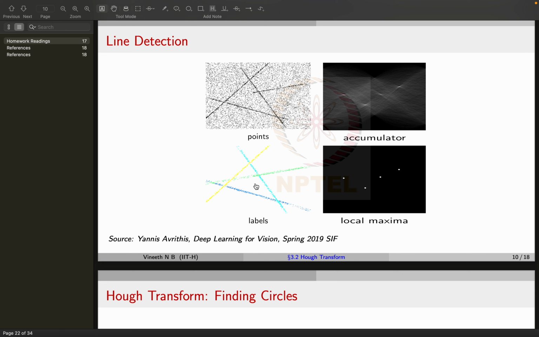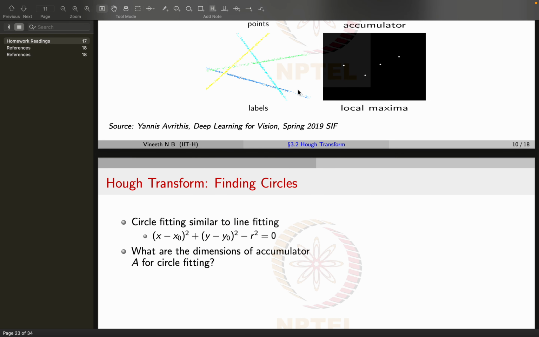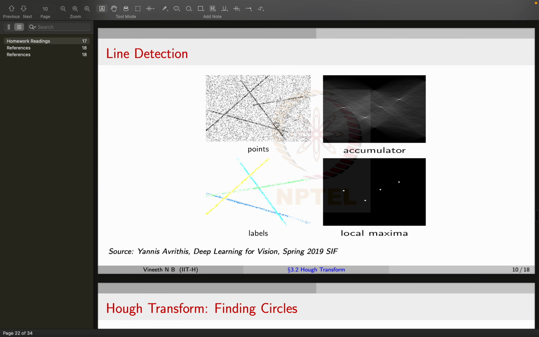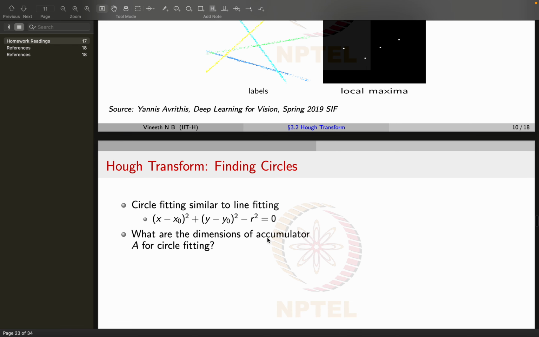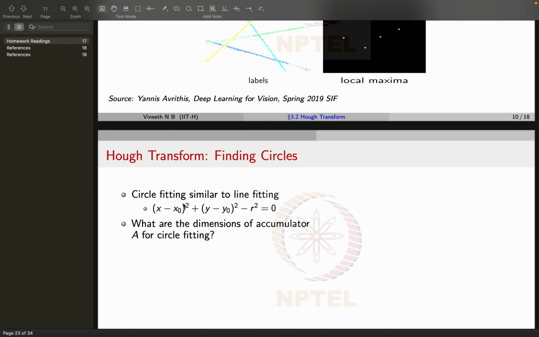So the same logic can actually be used for any kind of curve as well. In this case the parameters were r and theta, right? Similarly we can do the same logic to find circles. So what are the parameters of a circle? The circle is defined by its center x0, y0 and its radius, right? So the parameter space becomes x naught, y naught, and r.